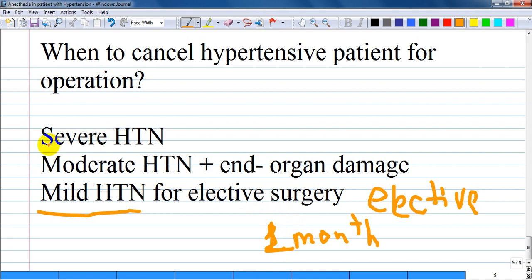Only if this is an emergency or urgency, and you do not have time, you can give preoperatively some drugs to lower blood pressure. But do not forget that some patients will show you an exaggerated response to the drugs.